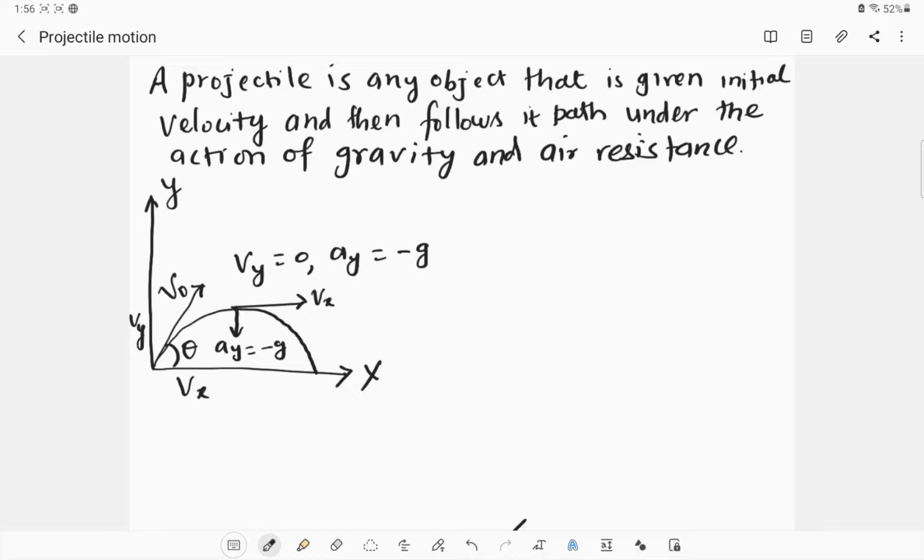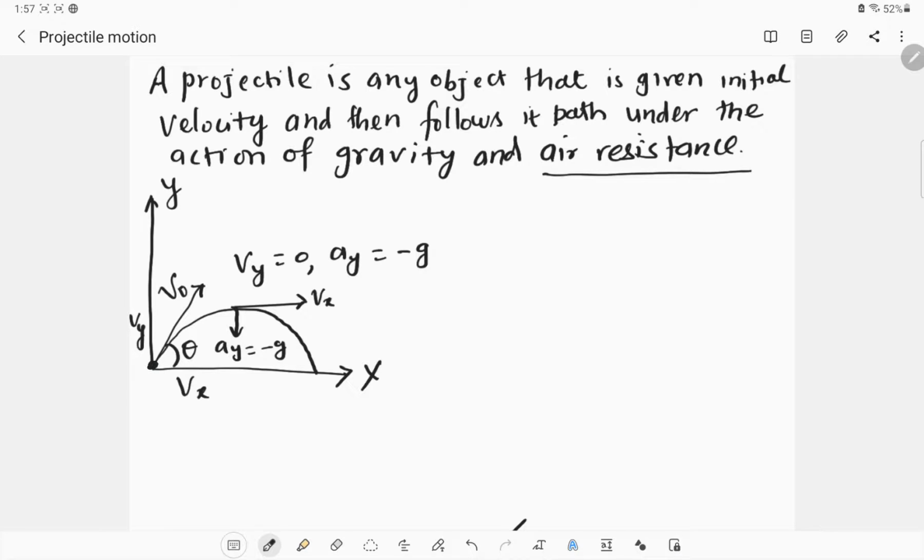But while deriving equations for projectile motion, we will again ignore air resistance. There will only be one force, that is acceleration due to gravity, that affects the motion of the projectile. So look at this figure right here.